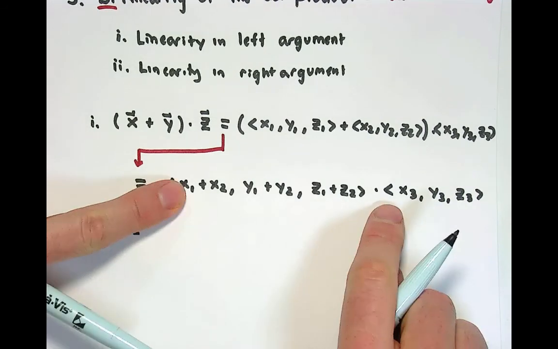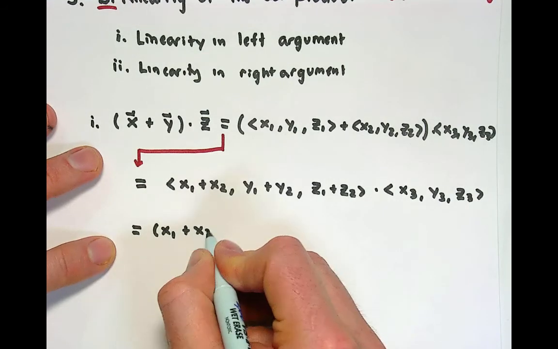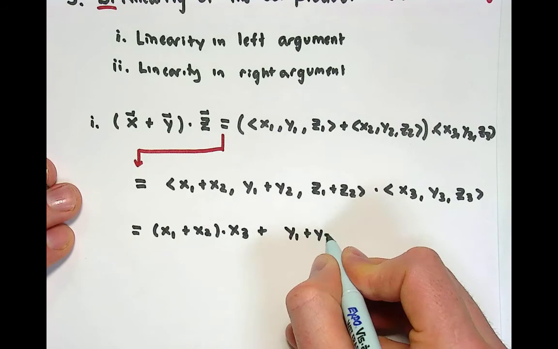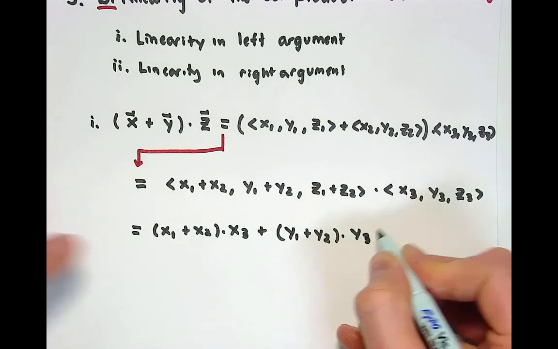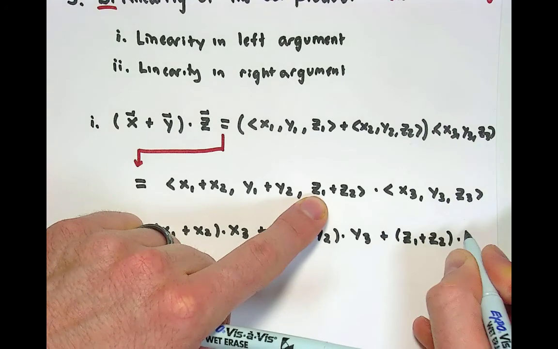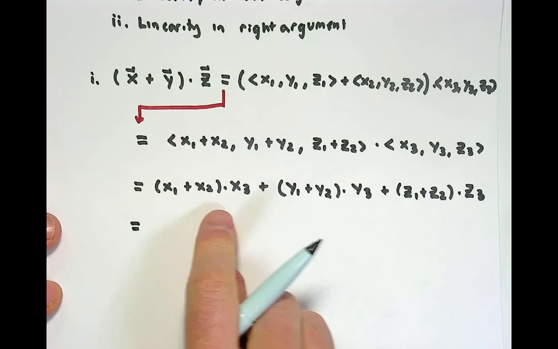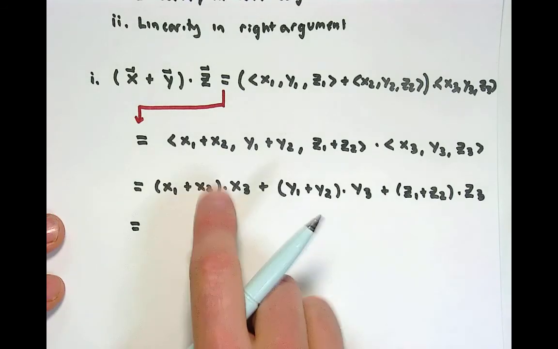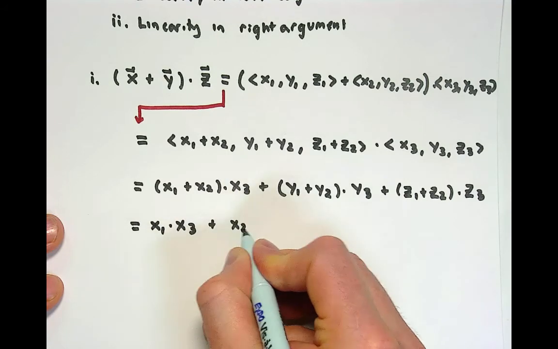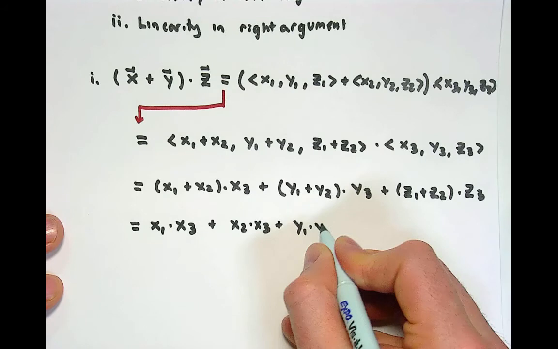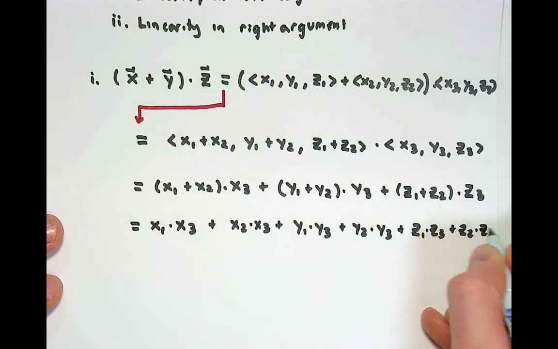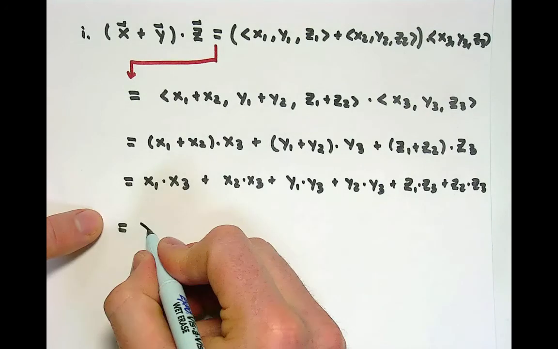So here we go. When I dot it, I'm going to take the first components and multiply. So this now becomes (x1 plus x2) multiplied by x3. I add that to (y1 plus y2) multiplied by y3. Just because I take the product of the second components, now I take the product of the third components: (z1 plus z2) multiplied by z3. We know that this is a scalar multiplication, which means that it satisfies distributivity of multiplication over addition. So this becomes x1 times x3 plus x2 times x3, y1 times y3 plus y2 times y3, z1 times z3 plus z2 times z3. And then we can group the like terms together.